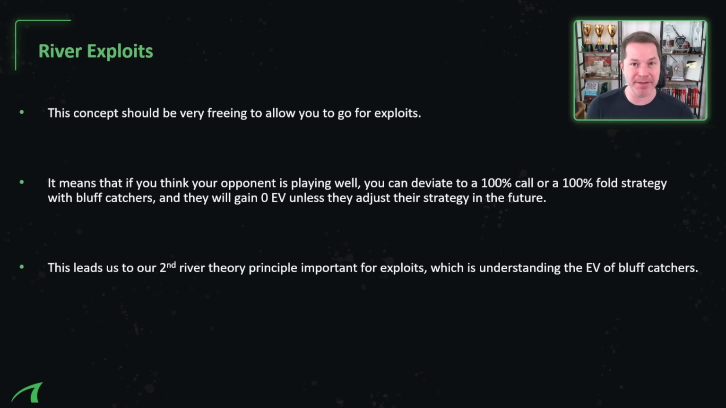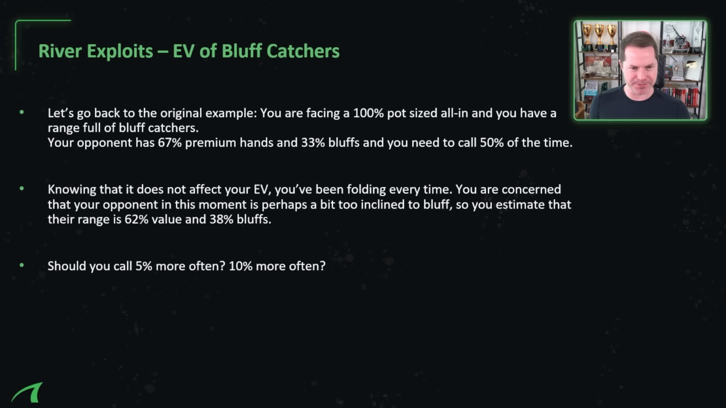And this concept should be very freeing because it will allow you to go for exploits. It means that if you think your opponent is playing well, you can deviate to either call every time or fold every time with your bluff catchers, and they will gain no EV unless they adjust their strategy in the future to take advantage of what they think you are doing wrong, which would be to call every time or fold every time. So this leads us to the second river theory principle that's important for exploits, and that's understanding the EV of bluff catchers.